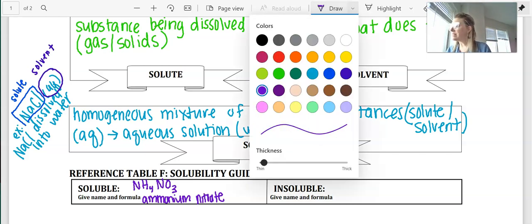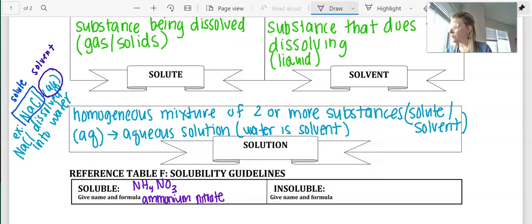Okay, something that is considered insoluble would be something like AgCl, silver chloride. Again, halides like fluorine, chlorine, bromine, okay? They're going to be always soluble, but there are some exceptions to that rule, and they become insoluble, meaning they won't dissolve, when there is lead, silver, or mercury, okay? And so we end up with silver chloride being an insoluble compound, okay?